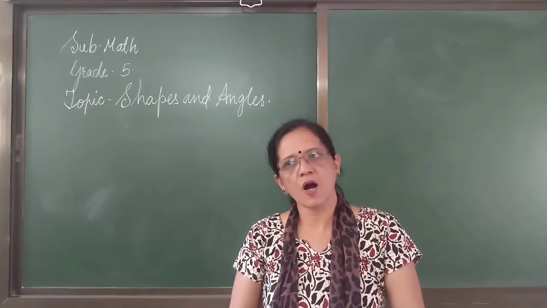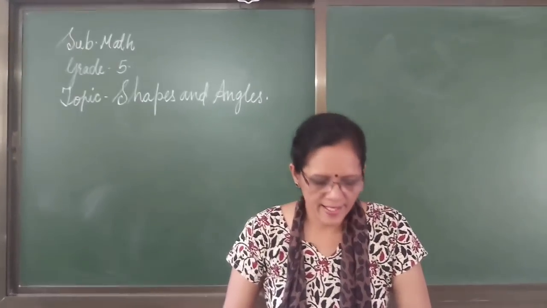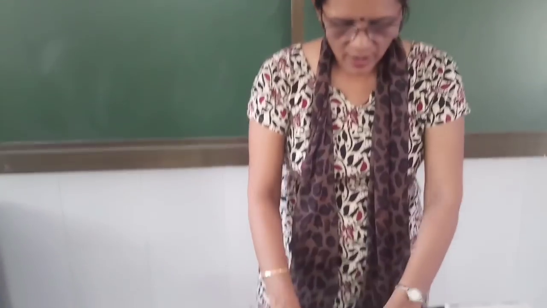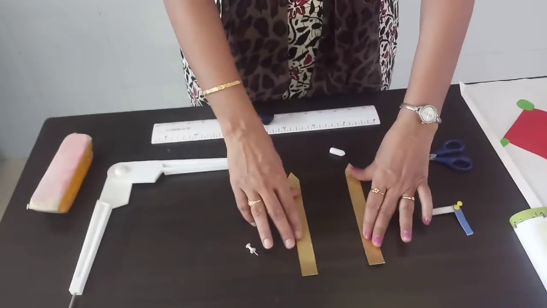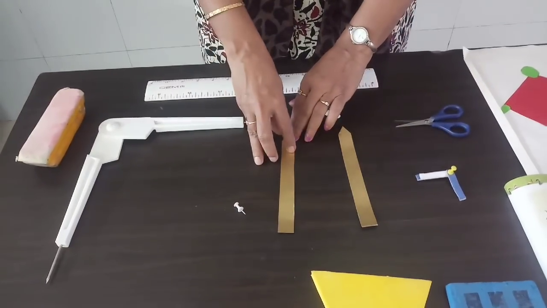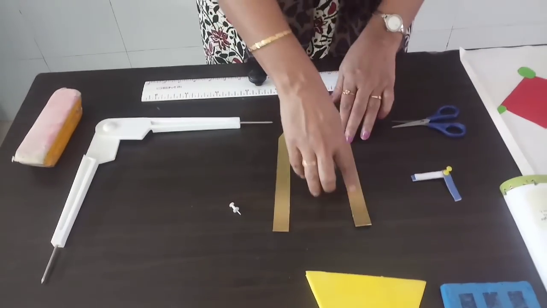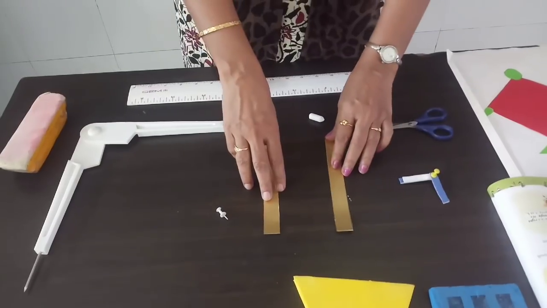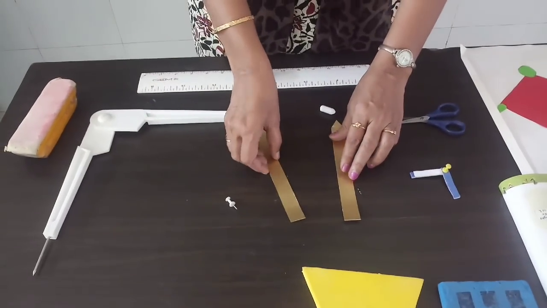First we will learn how to make the angle tester. First of all, I have taken two card sheets. Can you see the two card sheets I have taken? Yes, we can say this is one arm and this is one arm. These arms are also called rays.